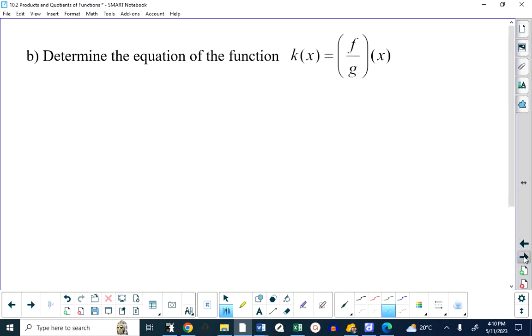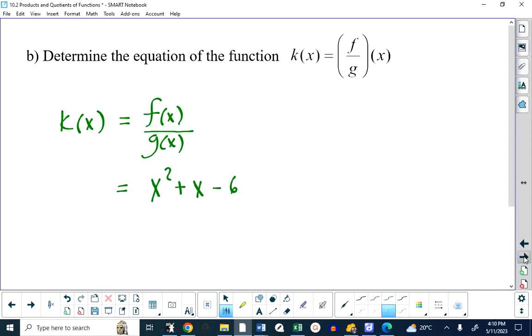Part B says determine the equation of k of x if it's f of x over g of x. So k of x is equal to f of x over g of x. And f of x, I'm going to write it down, but then I'll go back and double check because my memory is not always the way it used to be. I believe it's that. Let me just take a quick peek.